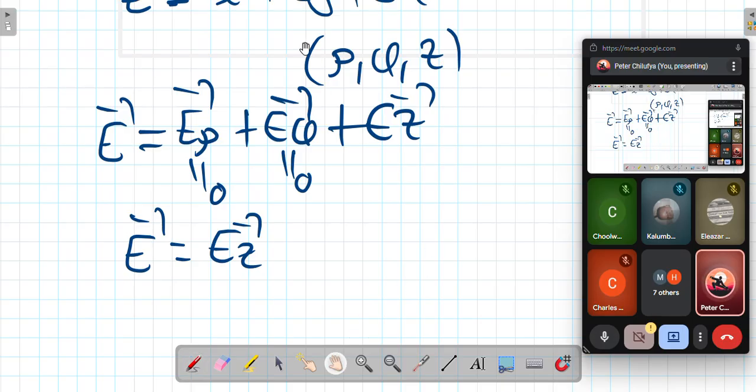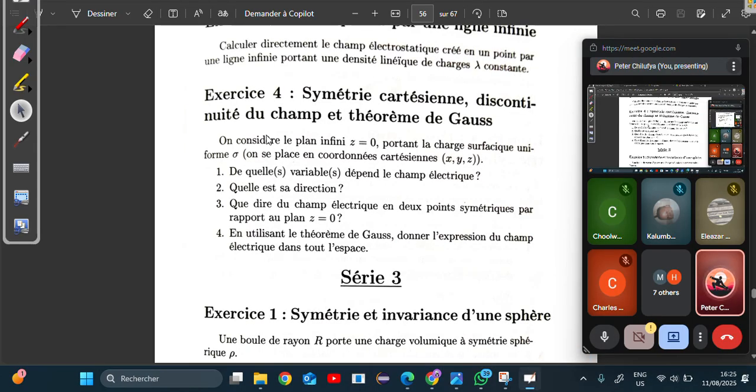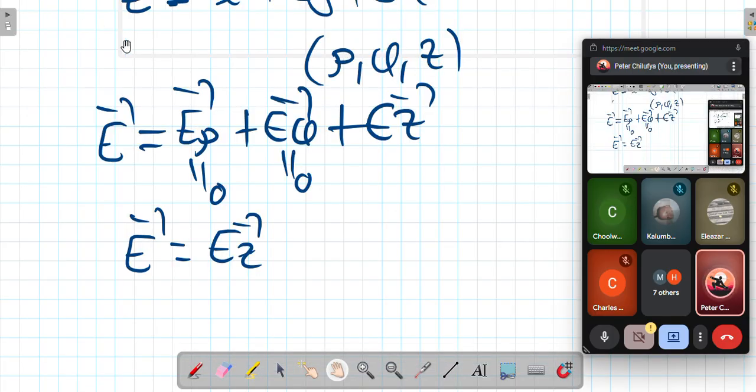Okay. So to answer this question that was asked, de quelle variable dépend le champ électrique, they mean from these three variables according to the coordinate system that I've given you. So I might ask you this question as part of a question: which variables does the electric field depend on? So it's the z variable. Okay, z variable. Then what is the direction? Is it in the x direction? Is it the y direction? Is it in the z direction? Okay, so we're going to see how, if we determine that it's in the z direction.